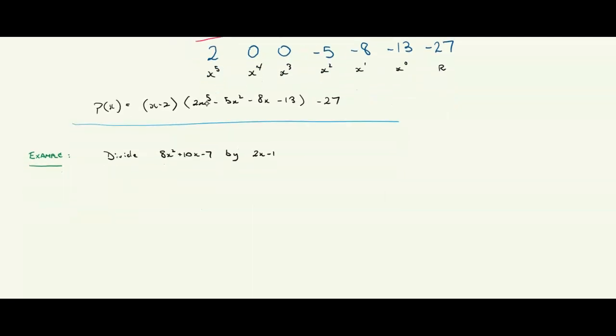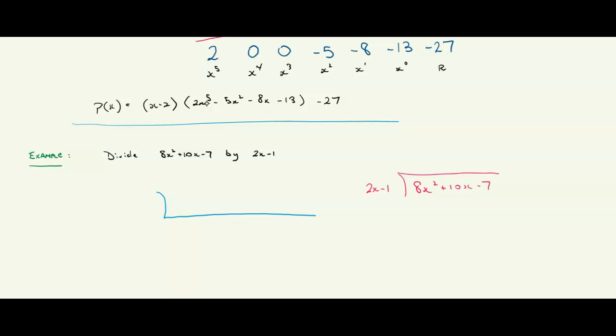We're going to do our upside down division, we're going to use synthetic, right? Well, let's do both actually. Let's do the long division as well. Let's go over here and do long. So long division will look like this, and I'll go 2x minus 1 into 8x squared plus 10x minus 7.